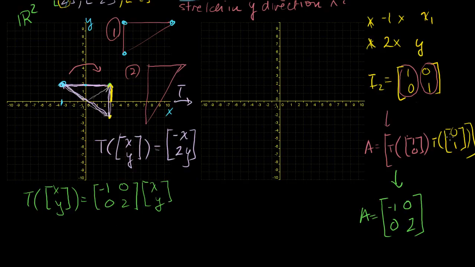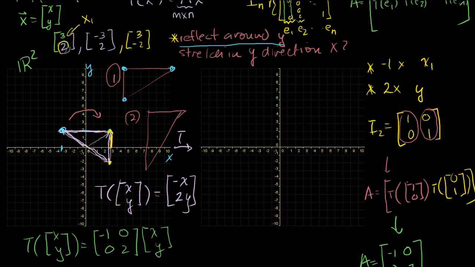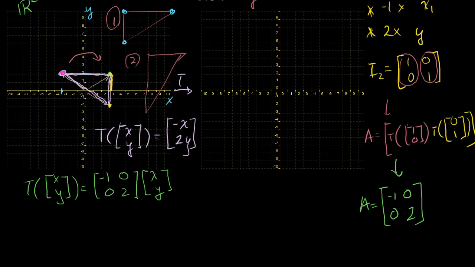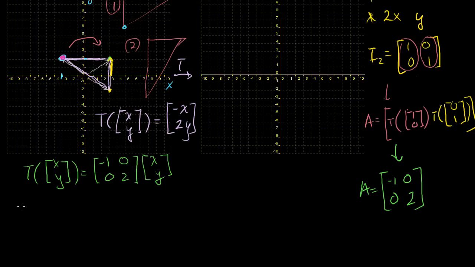And let's apply it to verify that our matrix works. So this first point, and I'll try to do it color-coded. Let's do this first point right here. This is minus 3, 2. So what is minus 3, 2? I'll do it right over here. I could just look at that. So what is minus 1, 0, and 0, 2 times minus 3, 2?